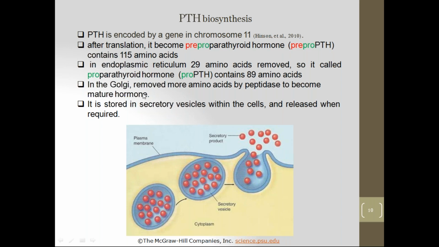In the Golgi, more amino acids are removed by peptidase to become the mature hormone. The mature hormone is stored in secretory vesicles within the cells and released when required. So this is the secretory vesicles. Whenever required, they will get released from the storage form.